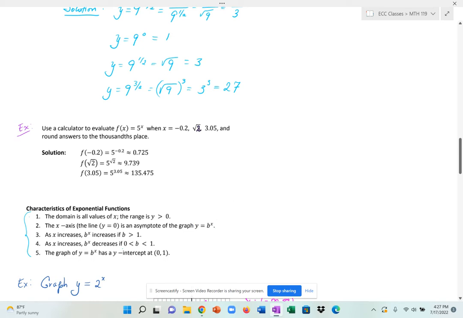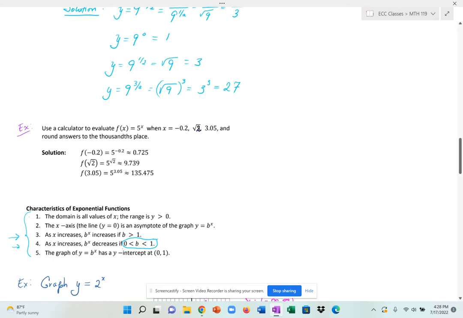The third characteristic says that as x increases, b to the x also increases as long as the base is greater than 1. But then the opposite is true. As x increases, b to the x decreases when your base is between 0 and 1. So that could be like a base of a half or a base of 0.3. And then raised to any power, your graph would be going downward from left to right.